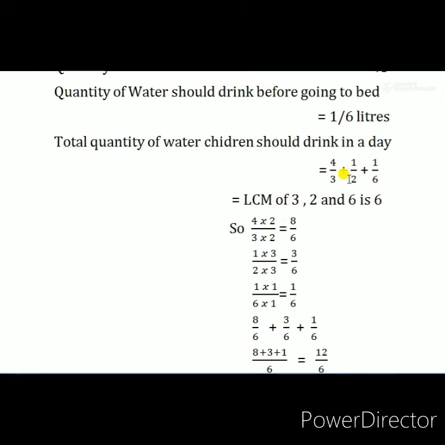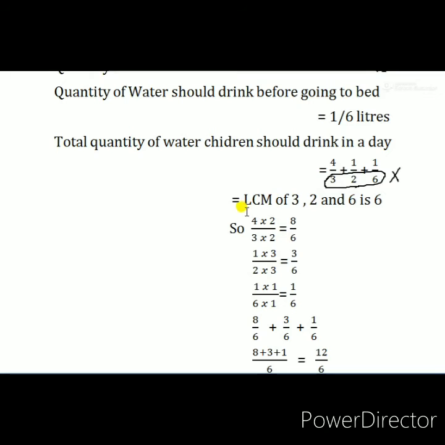But students, listen here. One problem is there. We can directly add fractions if the denominators are the same, that means if they are like fractions. But here the fractions are not like fractions. The first denominator is 3, the second is 2, and the third is 6. So if we add these three quantities, we will not get the right amount of water. So what to do?